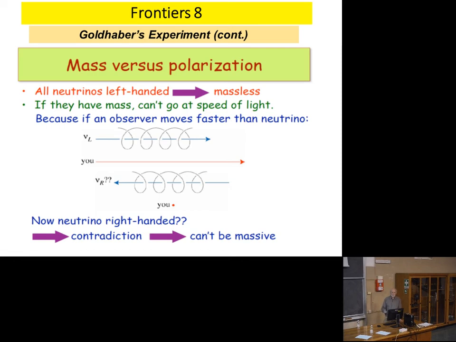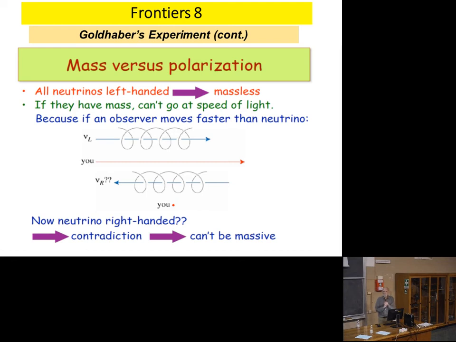If you move at high speed, you can go faster than the neutrino if it has mass, because if it has mass, it can't go as fast as the speed of light. So I can go faster than it. But then in my frame of reference, looking at it, it would look like it's spinning in the other direction. So now the neutrino all of a sudden becomes right-handed.